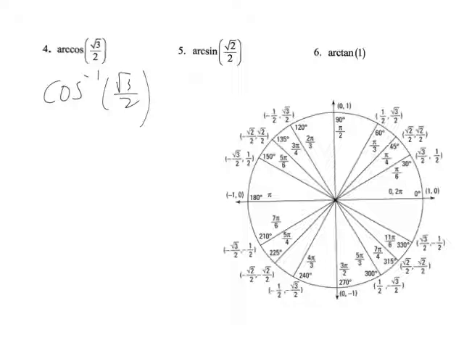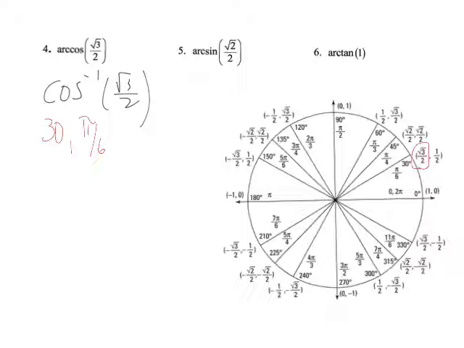Arc cosine of radical 3 over 2. So I'm really just looking for where x is radical 3 over 2, and I've got it right here. Now again, you have the value here, but it is negative, and you don't want the negative. So the answer to that is literally just 30 or pi over 6.